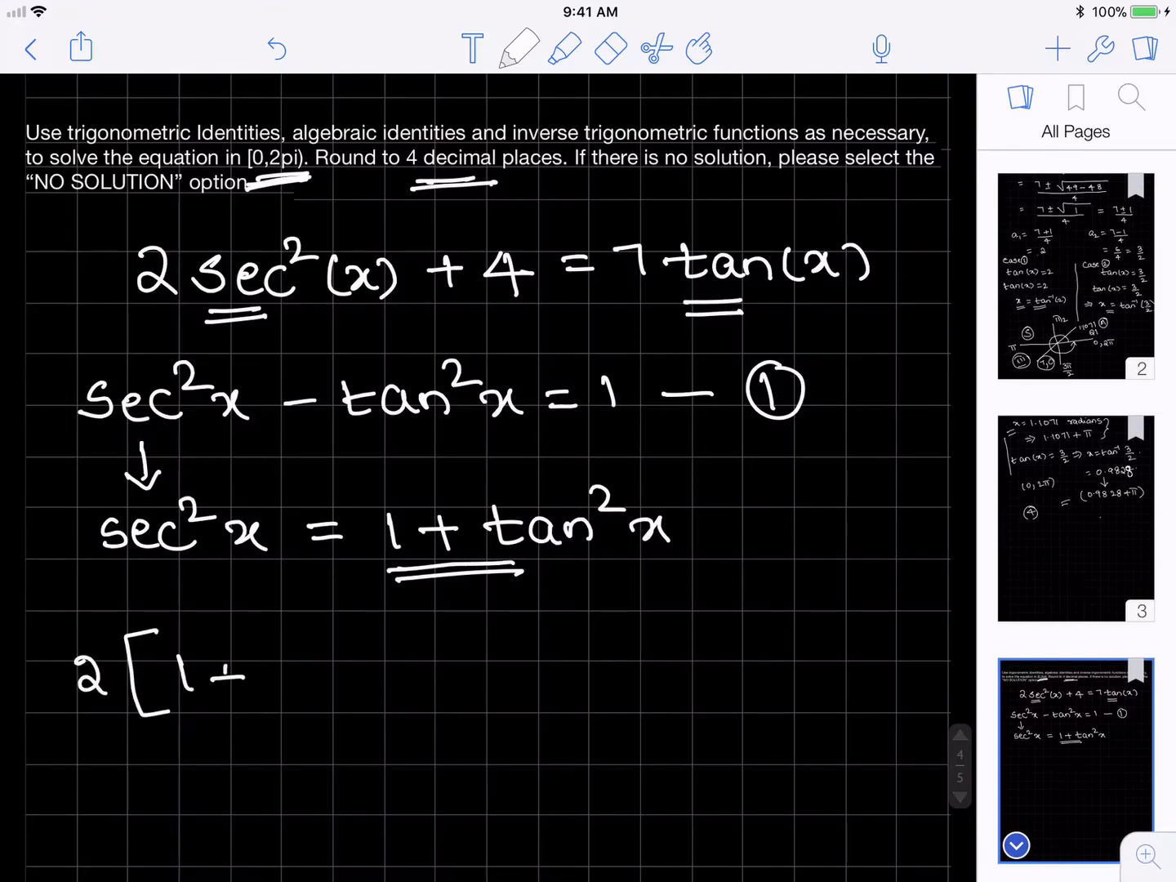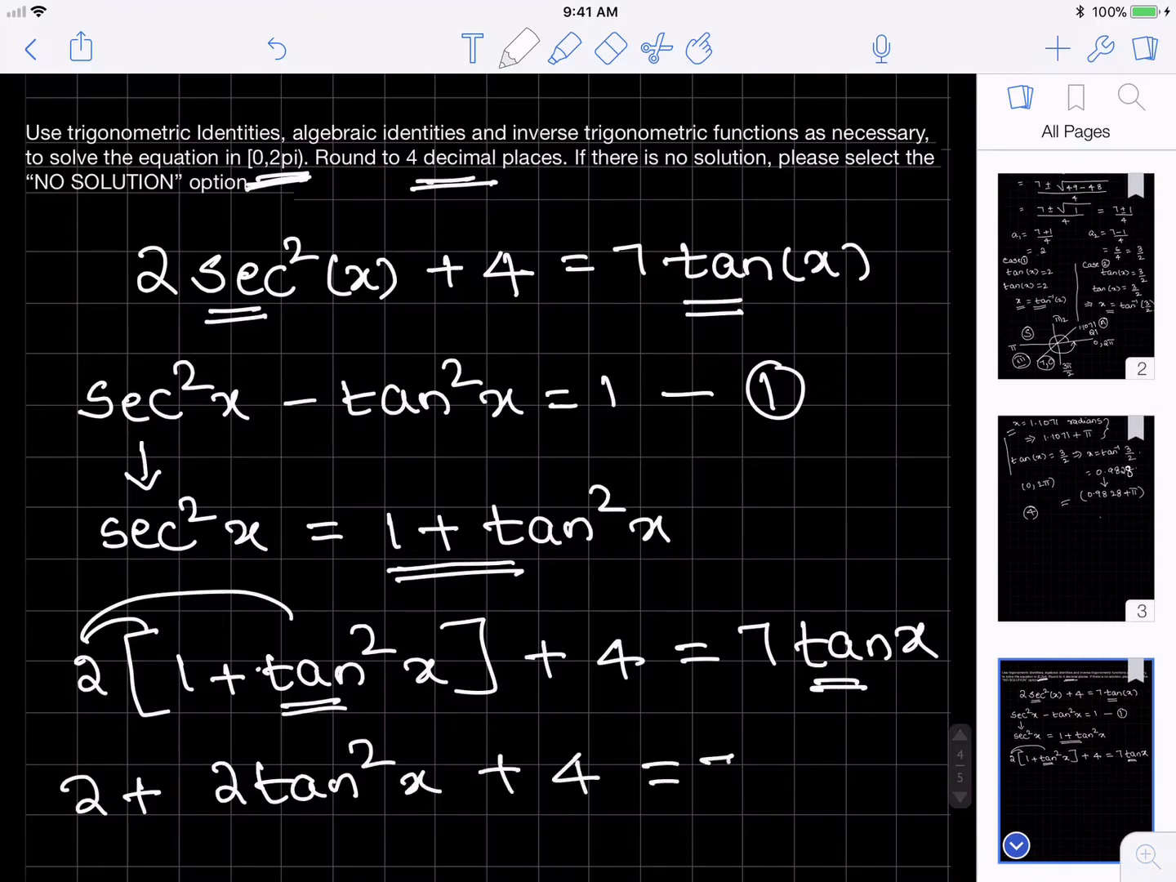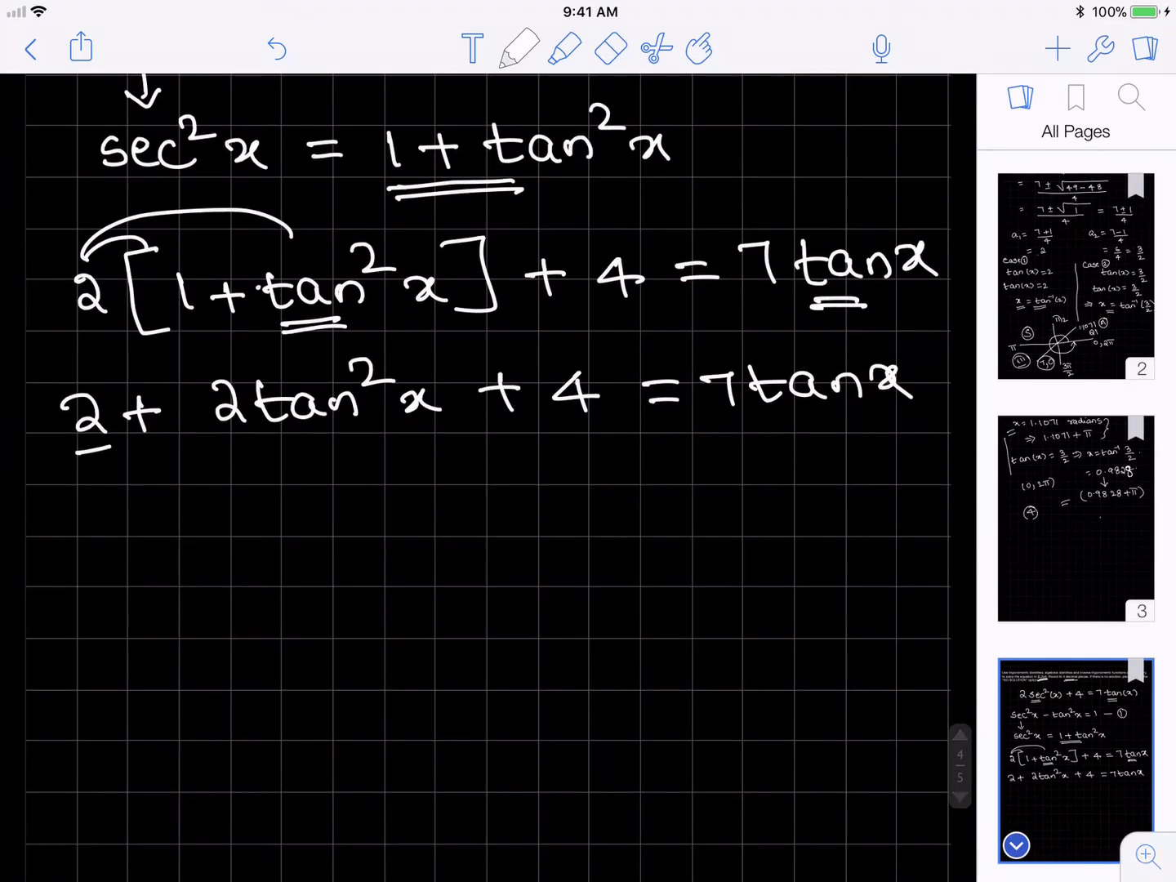So 2 times 1 plus tan squared x plus 4 gives me 7 tan x. So the whole purpose of doing that is converting the entire equation into single known tan x terms. So now I just distribute this. 2 plus 2 tan squared x plus 4 gives me 7 tan x. So now 2 and 4 are like terms. So 2 tan squared x plus 6 gives me 7 tan x.